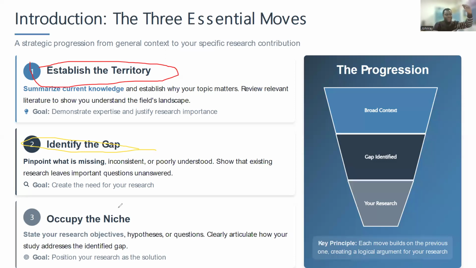So now you have stated the territory, or stated the knowledge which is found in the field. You state what is missing. Then you now state what you want to do to fill up that missing gap which is there. I don't know if someone understands me, but I strongly believe you get what I mean. You now state what you want to do. You clearly state what you want to do. Yes, you address the gap.